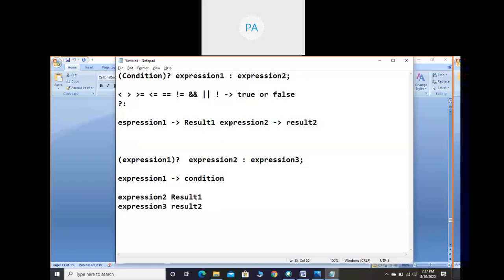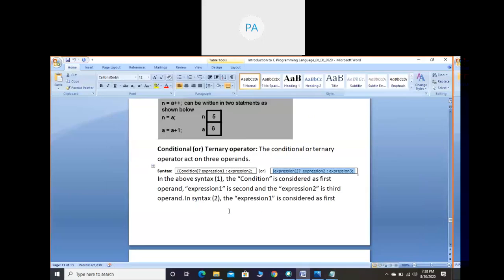If you're writing the first one, it's fine because it indicates a condition. If you're writing the second syntax, you have to mention that expression one is a condition, expression two is result one, and expression three is result two. Now we will see the operation of this. We'll go to the example and see.